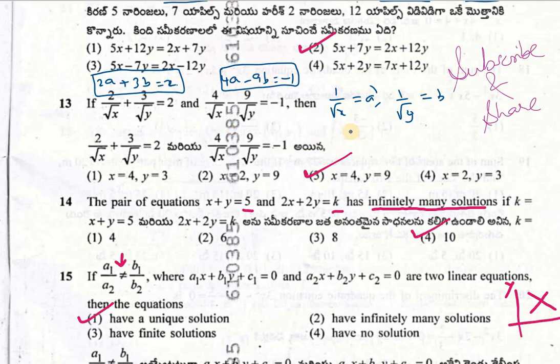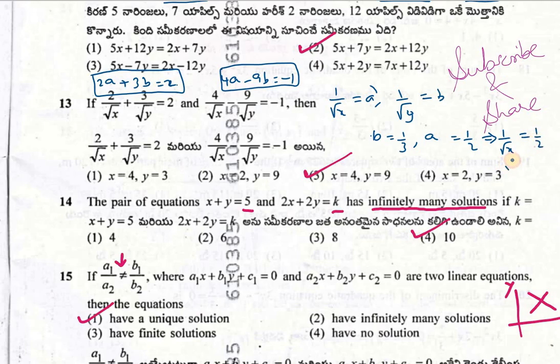When you solve these two equations, we get the value of b is equal to 1 by 3 and a is equal to 1 by 2. From this, what do we have to find? The x and y values. What is x? 1 by root x is a. So here we will do 1 by root x is a. That means 1 by root x is equal to 1 by 2.